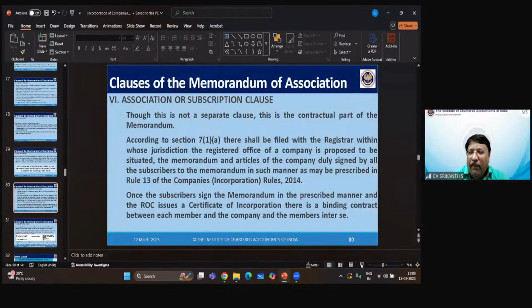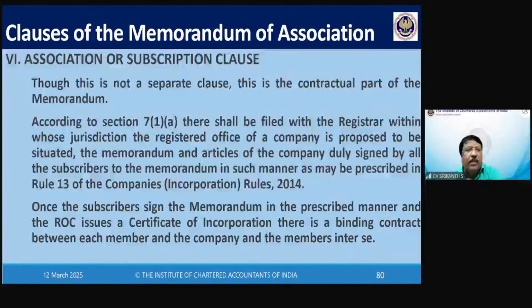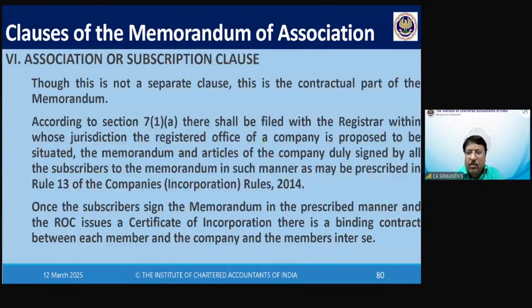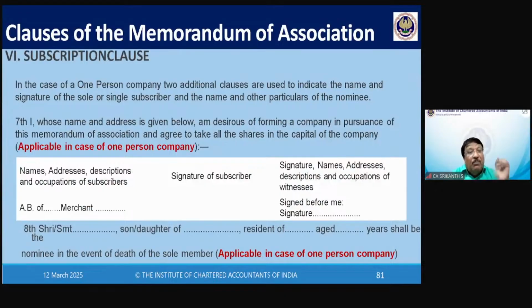Yes. Now, lastly, we'll be seeing the subscription clause, the sixth clause, for a one-person company. See, for normal companies other than OPC, there will be only 6 clauses. But for an OPC, there will be 2 additional clauses, 7 and 8. Which means for an OPC, the normal association clause will not be there. See, in the normal company, the association clause will have a different wording.